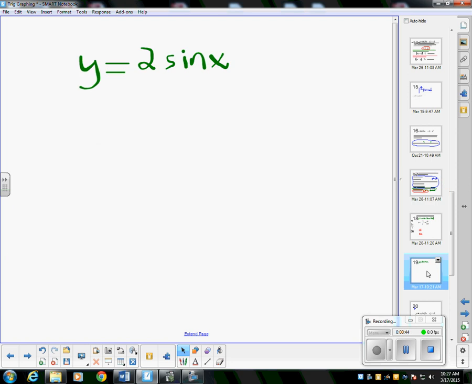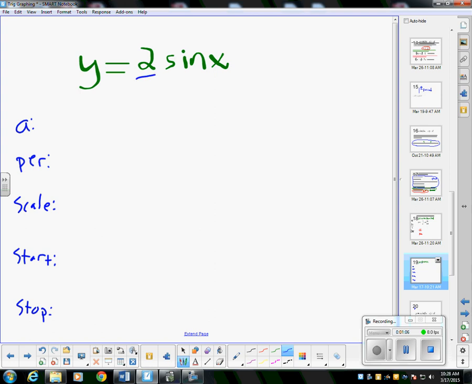Y is equal to 2 sine of x. All right, so if we're going to do this, the first thing we need to do is step 1, which is find the amplitude, find the period, and then something called the scale, and then the starting point and the stopping point of the period. Now we've already been through this discussion. The amplitude's easy. The amplitude is always the number that's tagged to the sine or the cosine word. It's always the number that's right in front of it, and it's always an absolute value. So our amplitude is 2. That's not a big deal.